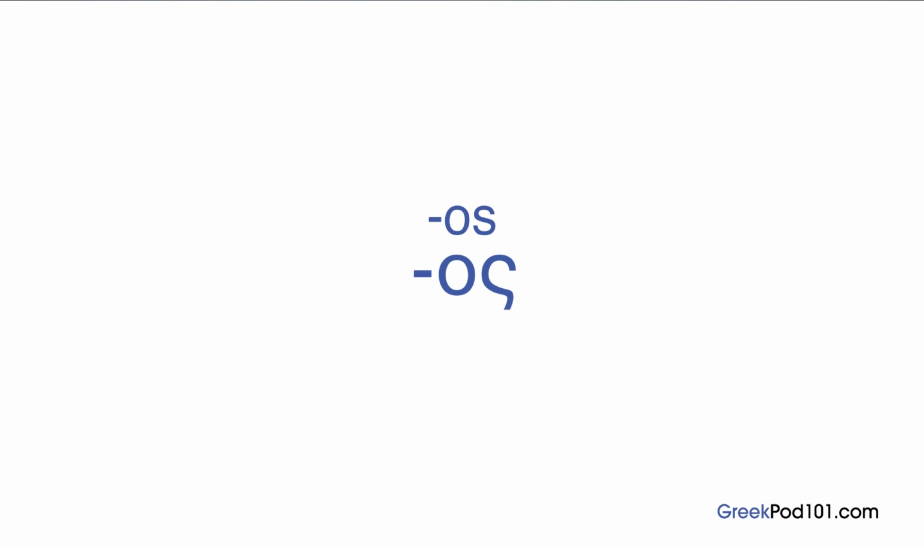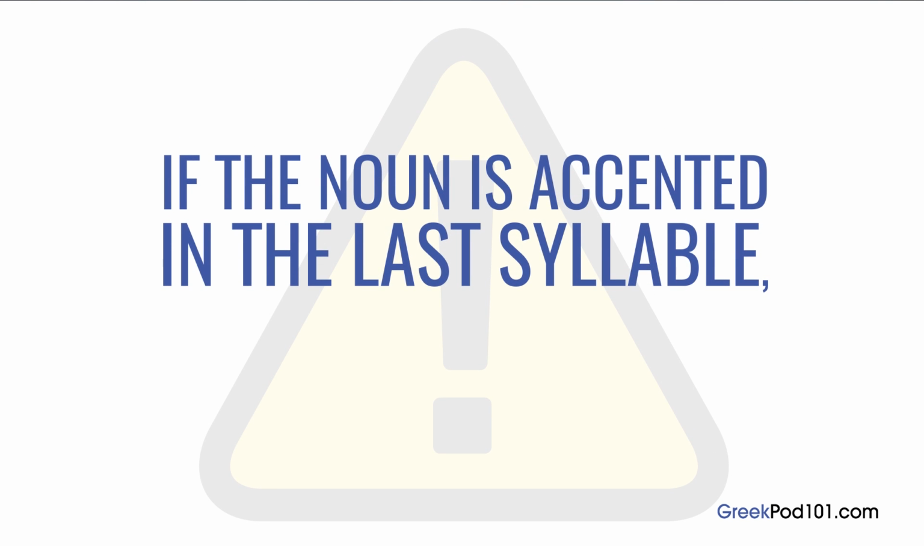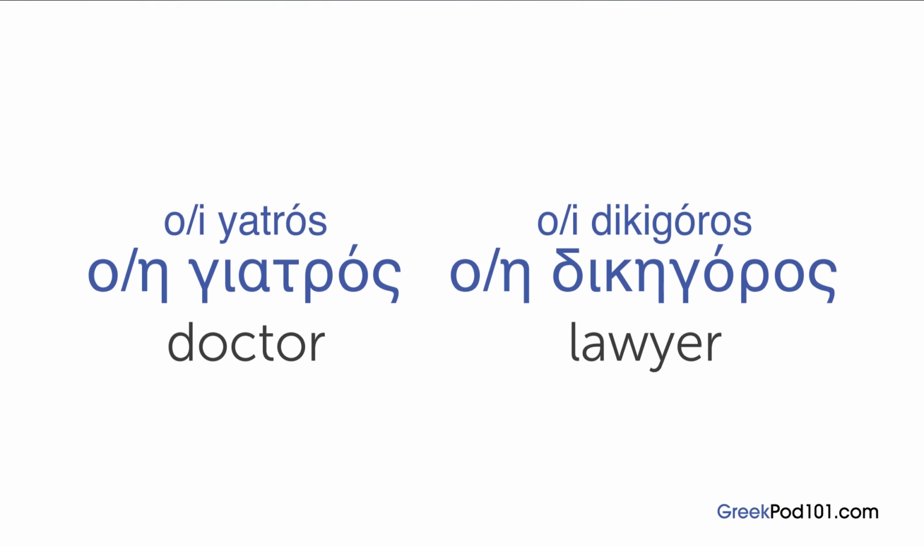To follow this up, how can you tell the gender of os ending nouns? As you've noticed, the os ending can be found in nouns of all genders, so when you see this, you can't really guess the gender if there is no article or another helpful word around. However, here's a tip. If the noun is accented in the last syllable, you can be sure that this noun is not neuter. Another important thing to know is that there are many os ending nouns that are both masculine and feminine. Those usually denote a profession, such as ο/η γιατρός, doctor, or ο/η δικηγόρος, lawyer.